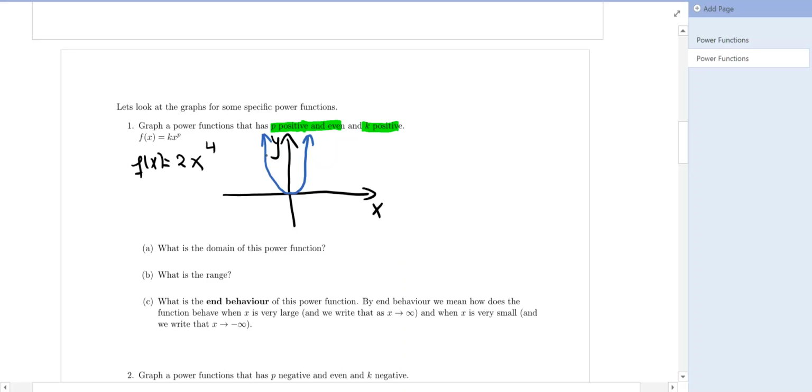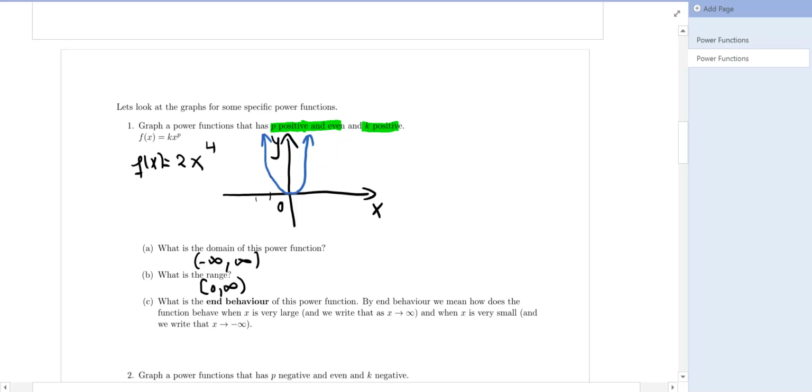So let's answer some of the questions. What is the domain of this power function? The domain, remember, is all the x values. You notice that x can be anything. If x is negative 3, for example, I have a y value. If x is negative 10, I have a y value. So any x is going to work. So the domain is negative infinity to infinity. The range, you notice that I have y values, I have the graph above the x-axis and including at 0. So the range is 0 to infinity.